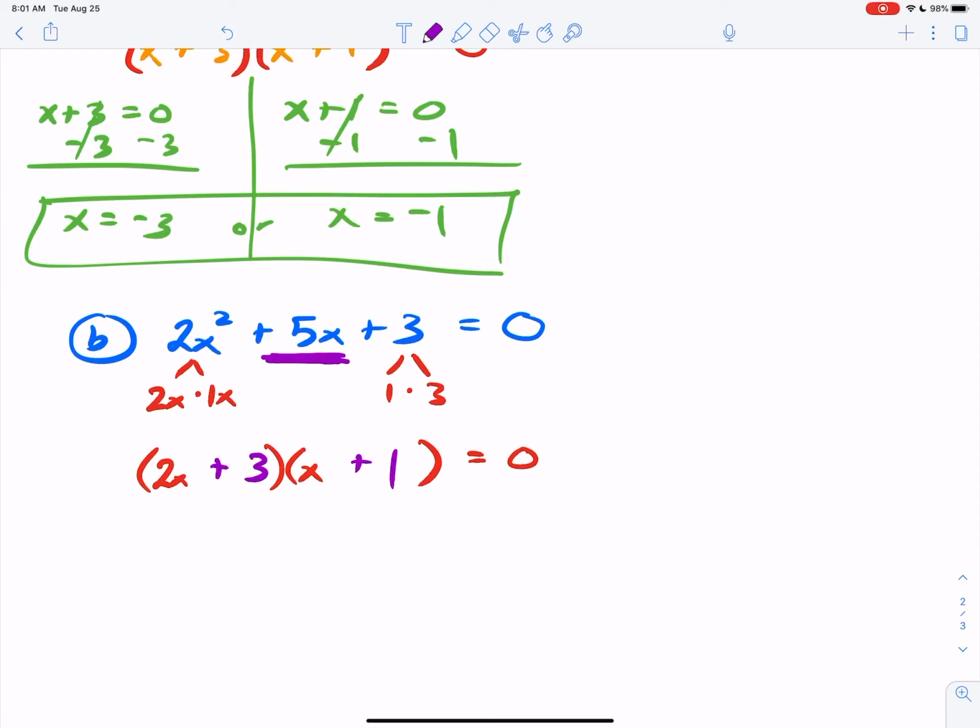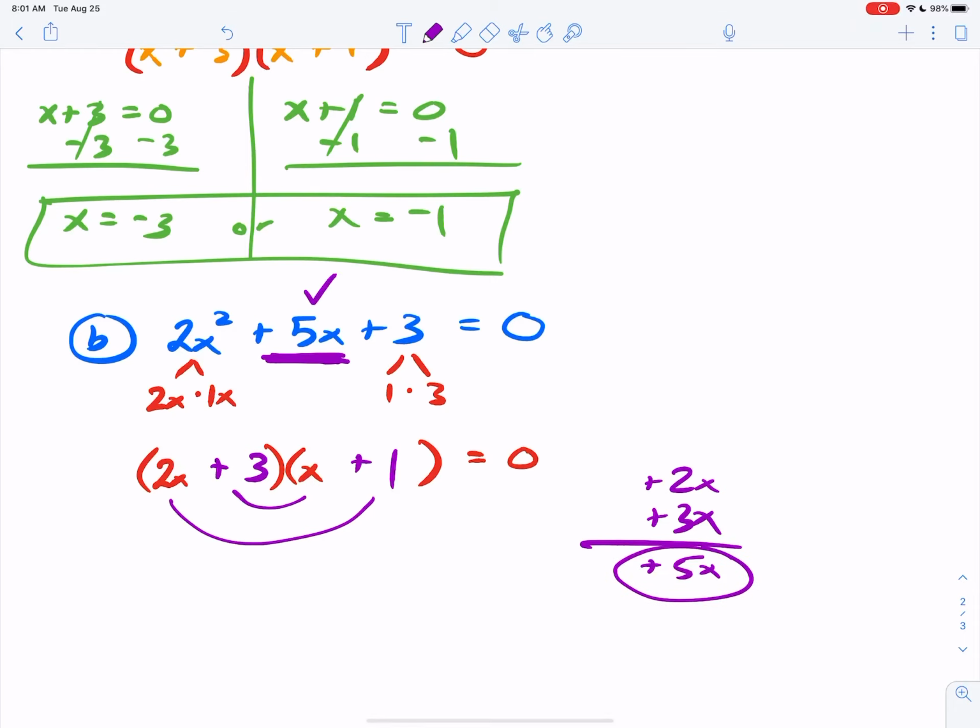And again, if you're not sure, you guess and then you check. So here we go. The outside, 2x times 1 is just 2x. The inside is 3 times x, which is positive 3x. If I add that, I get positive 5x, which is exactly what I wanted right up here. Now, if you flip the 1 and the 3, you won't get 5x. You might actually get 7x there.